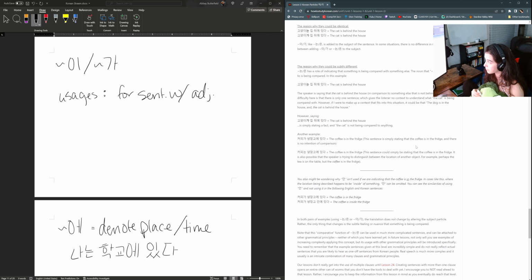In this example, the speaker is saying that the cat is behind the house in comparison to something else that is not behind the house. The difficulty here is there is only one sentence, which gives the listener no context to understand what the cat is being compared with. However, if I were to make up a context, it could be the cat is in the house, and the dog is in the house, and the cat is behind the house. However, saying 고양이가 is simply stating a fact, that the cat is not being compared to anything.